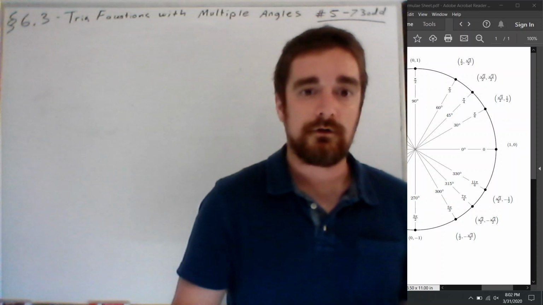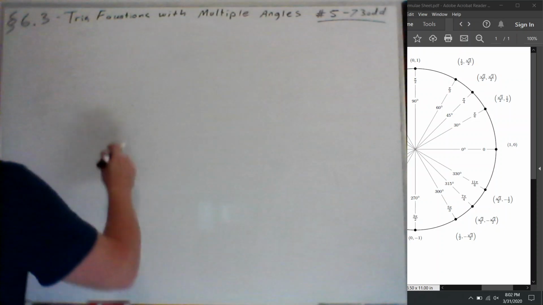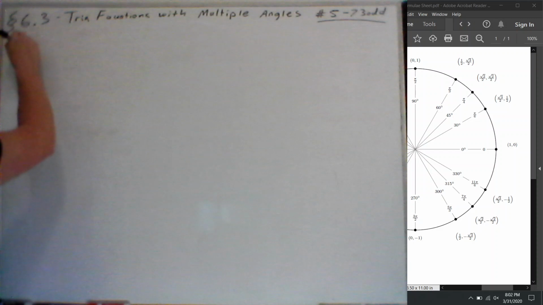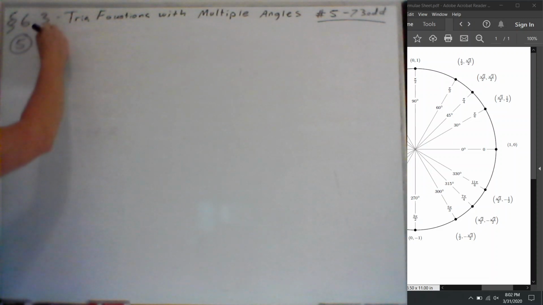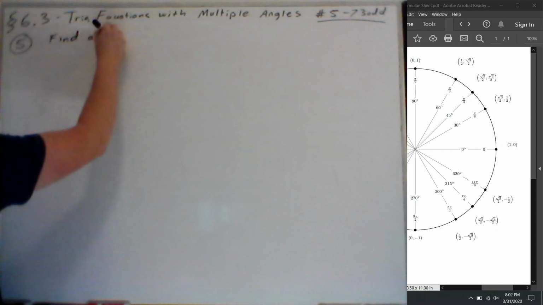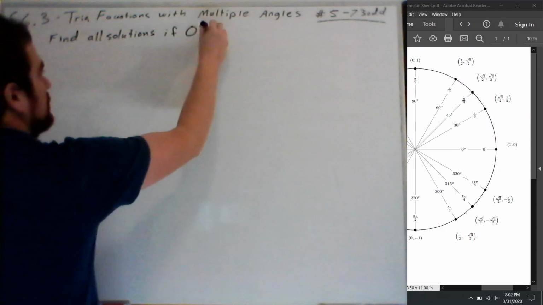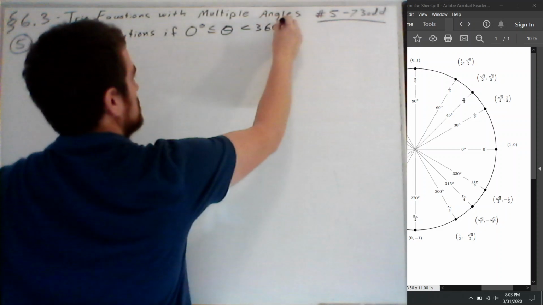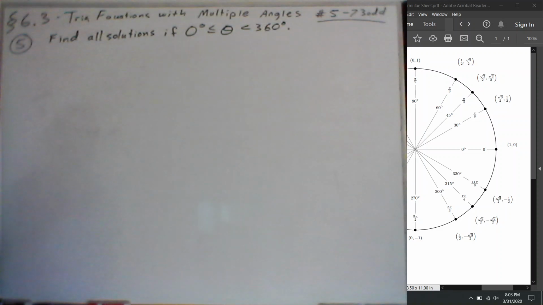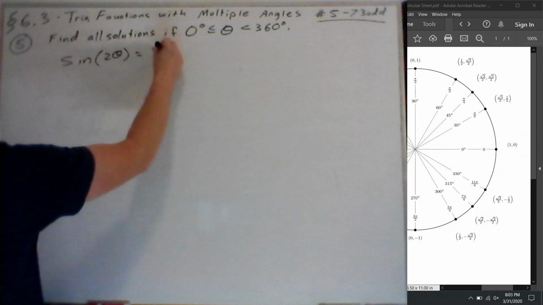So we want to look at trig functions with multiple angles. What I mean by that, and probably the best way, is to start off with a nice example. I'm picking number 5 out of the textbook, where it says find all solutions if theta is between 0 and 360 degrees, staying strictly less than 360 degrees, given the equation sine of 2 theta is equal to root 3 over 2.